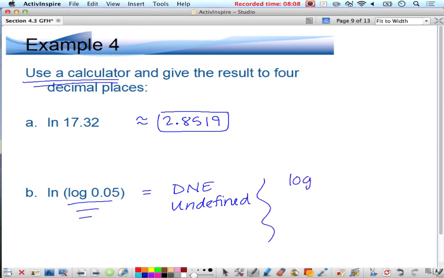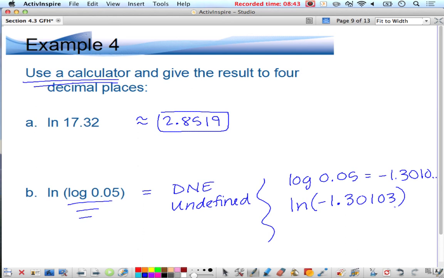What is the log of 0.05? Negative 1.3. Okay. Then I'm trying to take the natural log of that. But what's the domain for logarithms? It can't be negative. Yes, the domain says it has to be greater than 0.